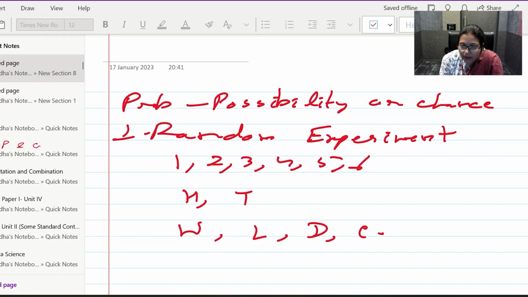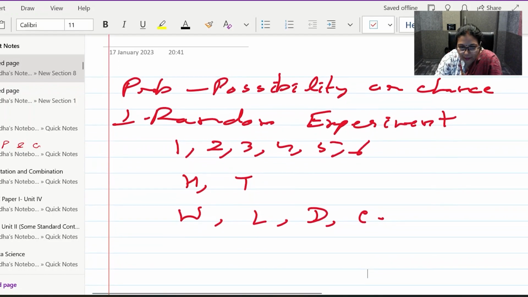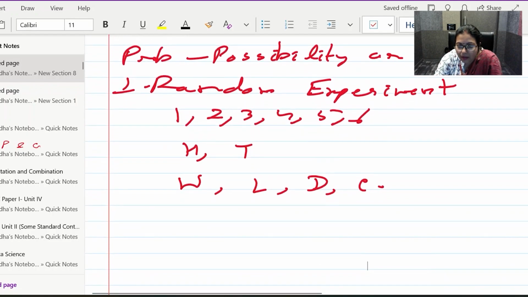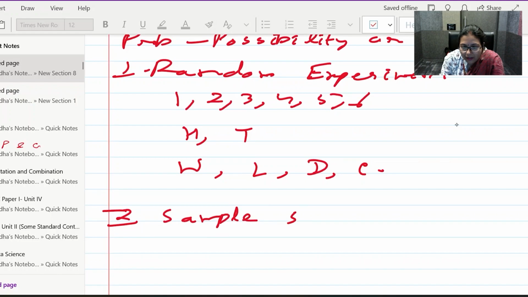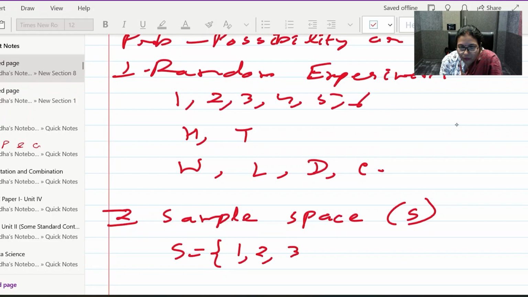Now before coming to the exact definition of probability, first we have learned what is random experiment. Second, we are going to learn what is the meaning of sample space. The second definition is sample space. We will denote it by capital S. Now what is sample space? Just now the example we have taken, if we throw a dice, how many points are there? 6 points. So collection of all possible observations under the experiment is called sample space. We denote it by S.